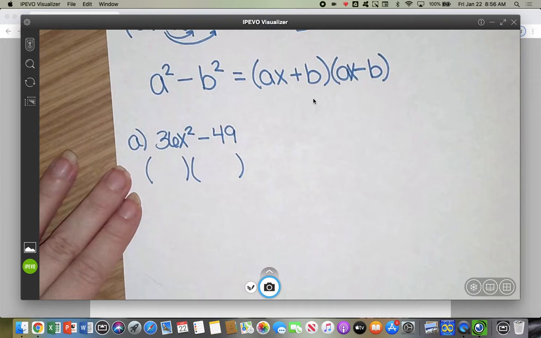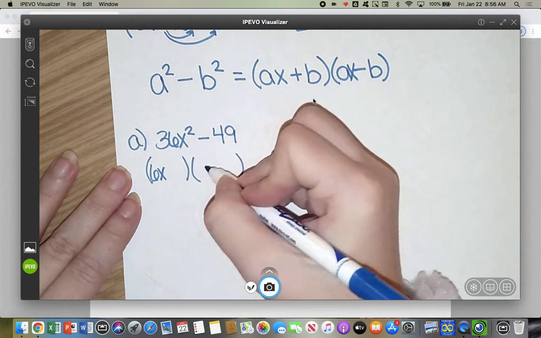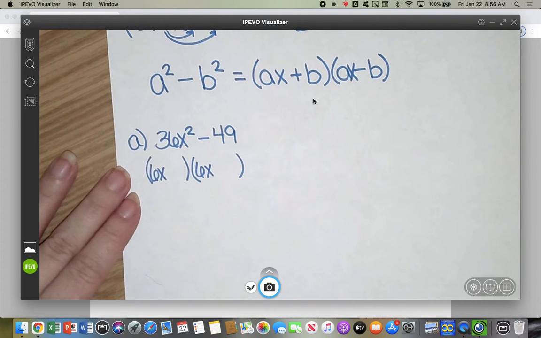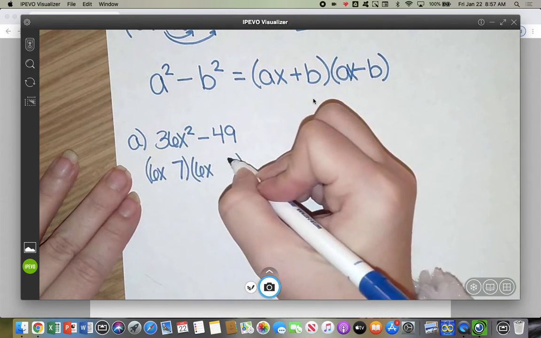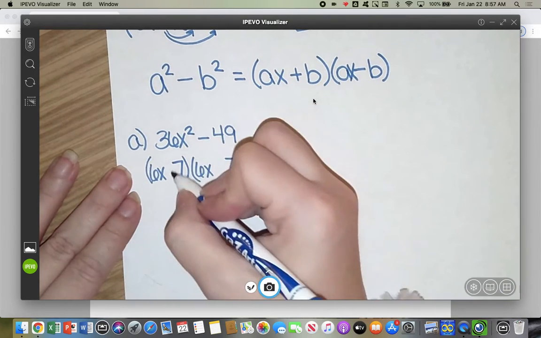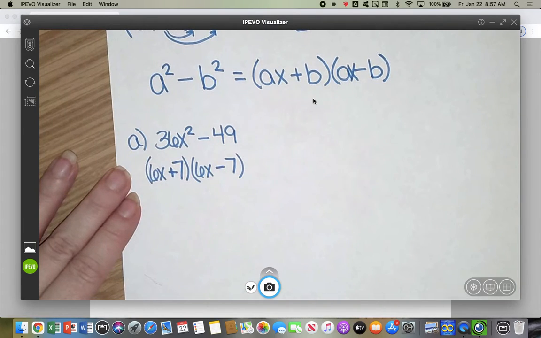What's the square root of 36? And then how do you get x squared? That's x times x, right? So we can do 6x, 6x, because that gives me 36x squared. Now what's the square root of 49? And then to make it a negative 49, doesn't it have to be one positive, one negative? Order doesn't matter. You can put the negative first and the positive second.